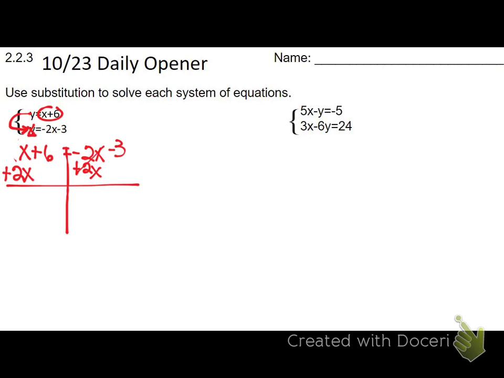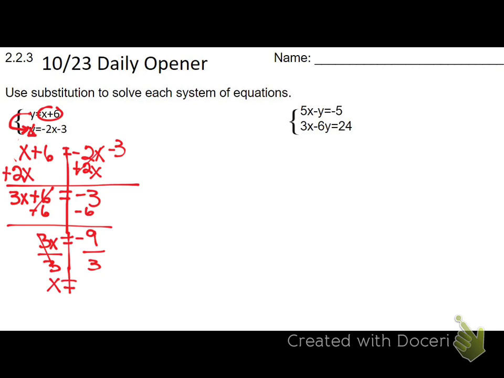So what's x plus 2x? X plus x, 3x. 3x plus 6 equals negative 3. Okay, now I have a two-step equation. So how do I go ahead and solve from here? Minus 6 on both sides. You get negative 9. 3x equals negative 9. Then you divide it by 3. It would be negative 3, guys. Yep. Any questions? Okay, so we have x equals negative 3.